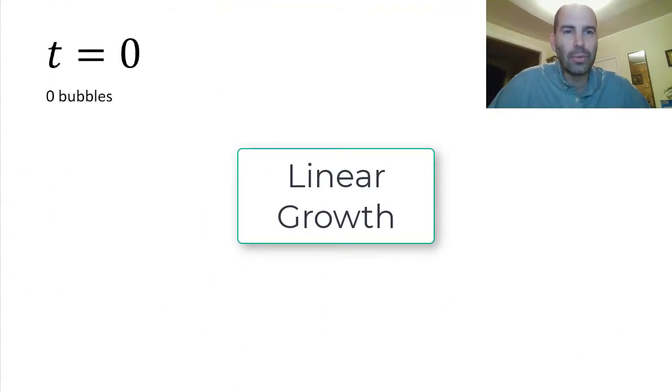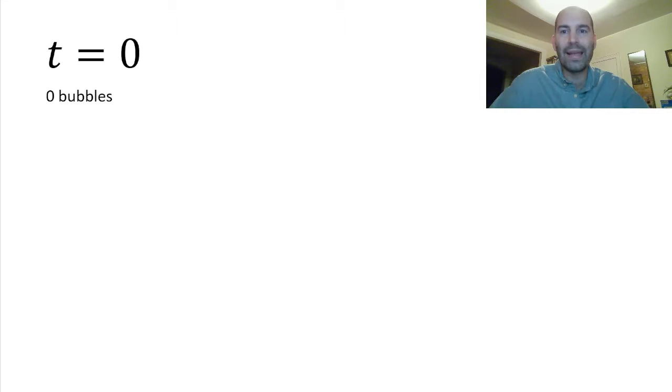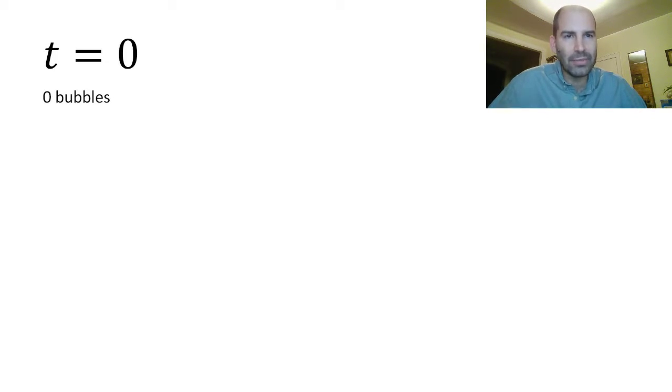All right, so let's start with an example of linear growth. This is an example where bubbles are going to be forming, and they're going to be forming at a constant rate. And this gives rise to a linear model of growth. All right, so what we're starting with here is 0 bubbles. At time 0, say the time is measured in minutes here, after 0 minutes we have no bubbles. But after a single minute, 5 bubbles are going to form.